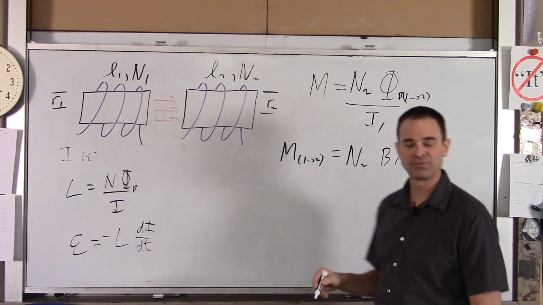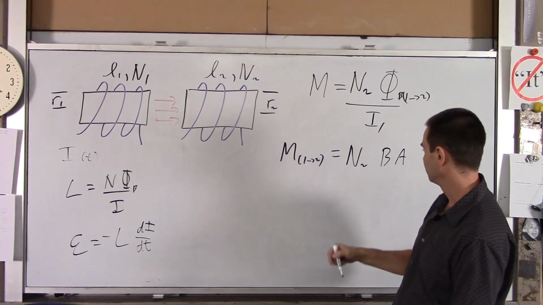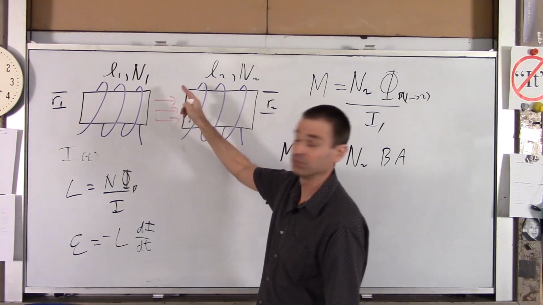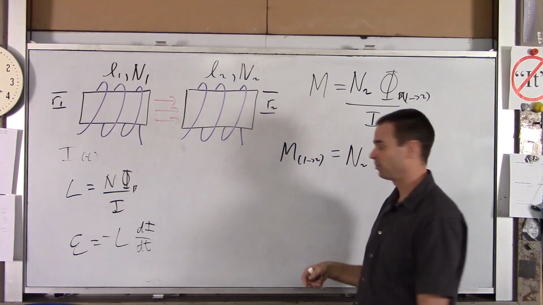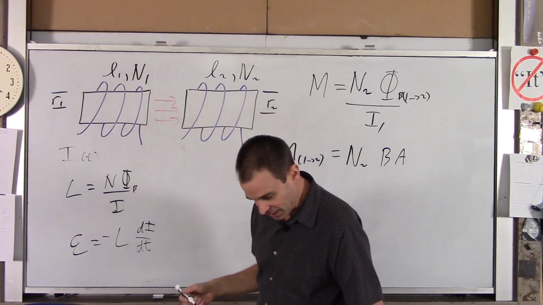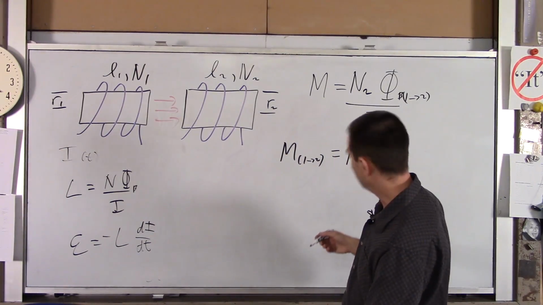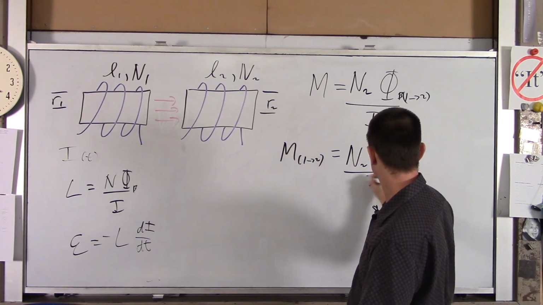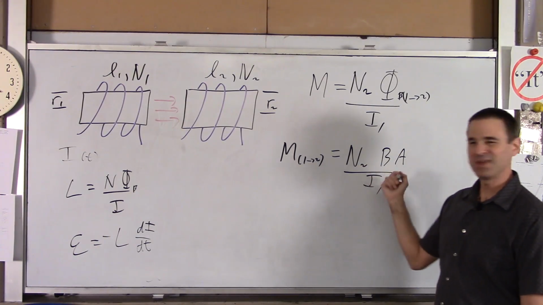Now I'm going to use the simplified version of it. We're not going to do the integral and all that. We're going to assume that the B is constant throughout this region, and then we have some area, and then divided by I1. Hey, it's MBA.